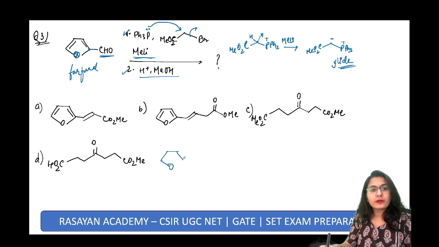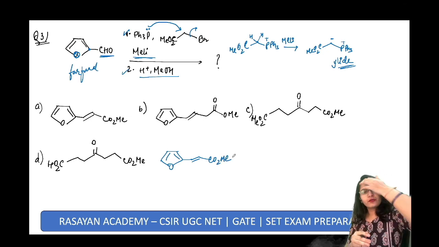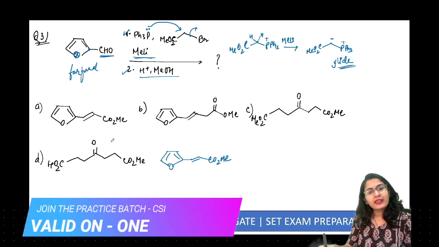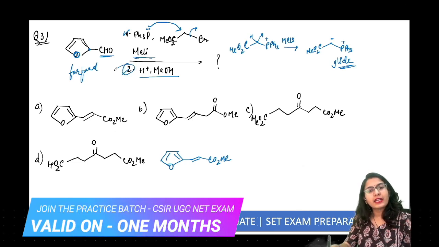And how does the molecule look? It is going to give you a Wittig reaction, and this is a stable ylide, so it is supposed to give you a trans compound like this, right? So is the option going to be option number A? No, wait, you still have hydrolysis.